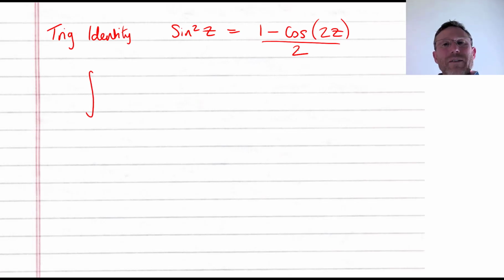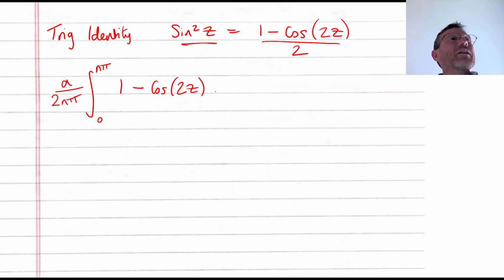By the way, when we substitute for sine squared z, the 2 is going to come outside of the integral. So now we're going to be left with a over 2 n pi. So we've pulled that 2 outside. Let's remember our limits, n pi and 0. And inside the integral, we've got 1 minus cosine 2z dz.